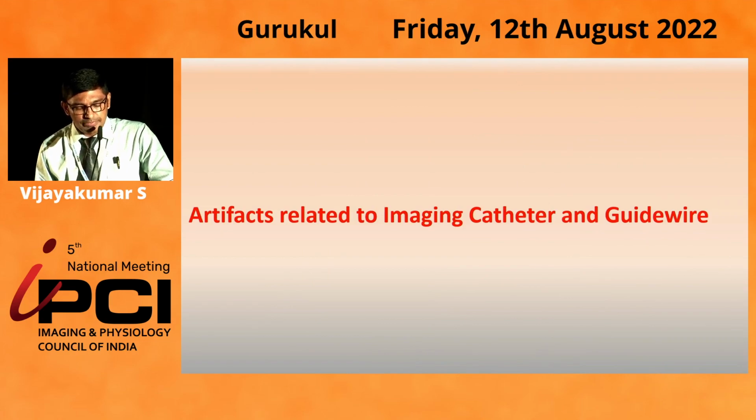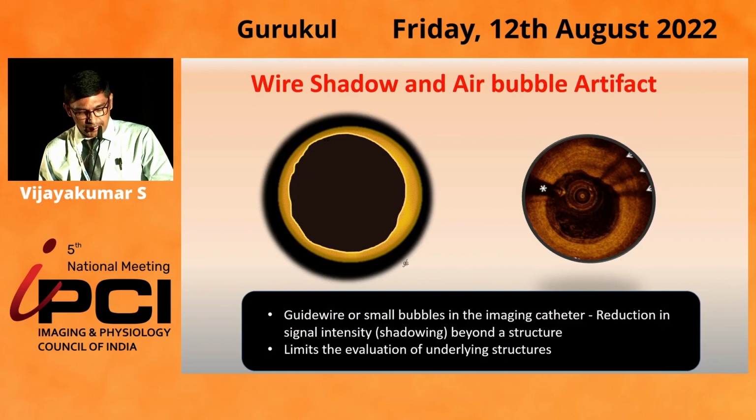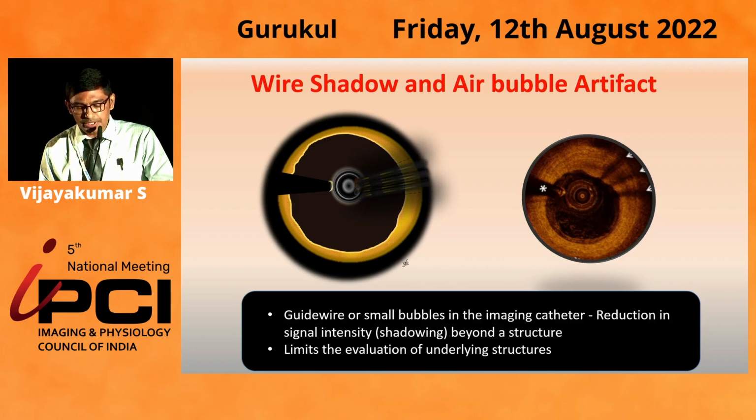Moving to artifacts related to imaging catheter and guide wire, there are three artifacts that are related to that. One is the guide wire and small bubbles in the imaging catheter. Just see, this is a guide wire. A guide wire is a highly reflective structure, so that results in shadowing behind that structure. And when you have impurities, particularly air bubbles inside, that again causes shadows. So this limits evaluation of underlying structures in these areas.